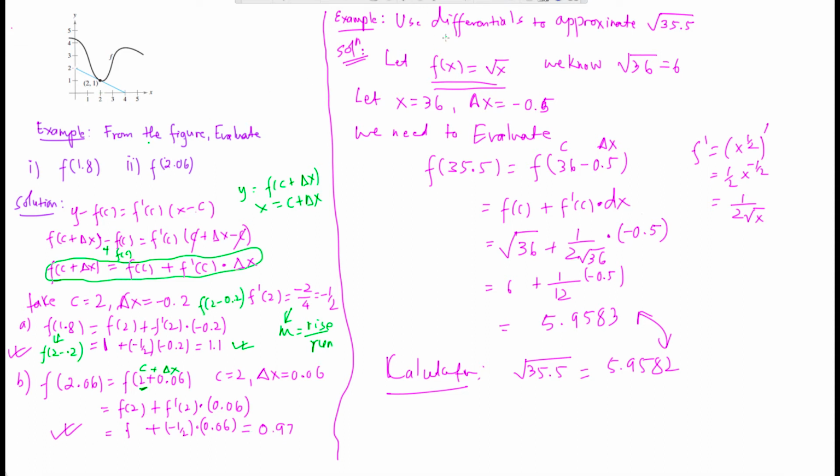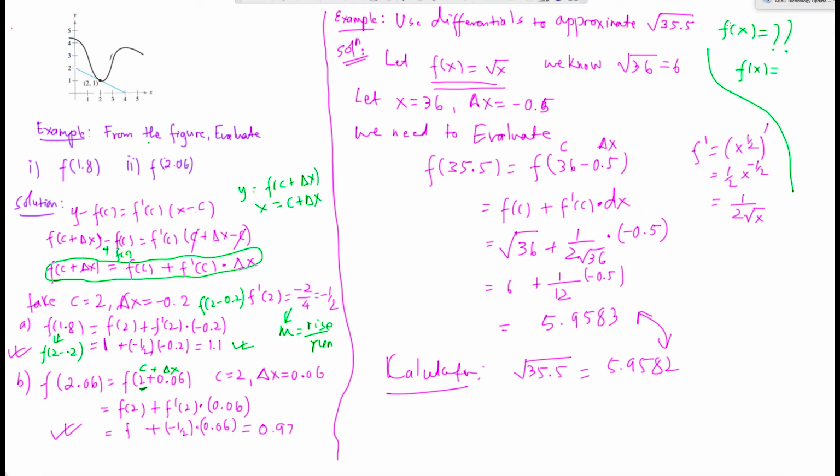Okay, next example is use the differential to approximate the value of the square root of 35.5. So what we do is we use the tangent line approximation using the differential. Here the problem is we don't know what the function is, what is f of x. We don't know f of x, right?